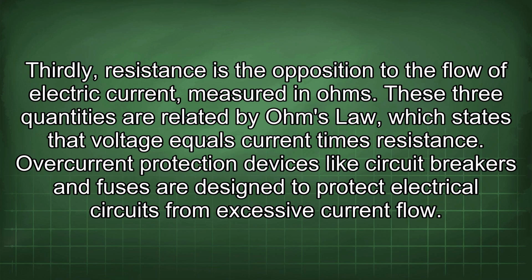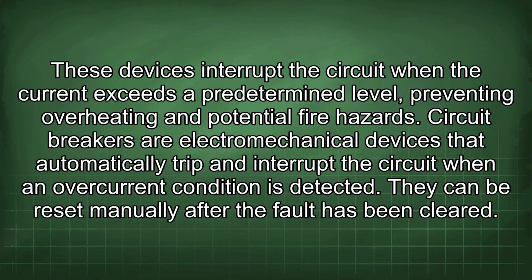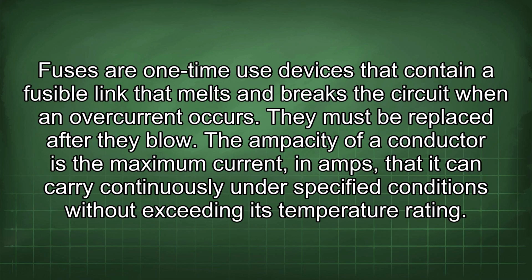Overcurrent protection devices like circuit breakers and fuses are designed to protect electrical circuits from excessive current flow. These devices interrupt the circuit when the current exceeds a predetermined level, preventing overheating and potential fire hazards. Circuit breakers are electromechanical devices that automatically trip and interrupt the circuit when an overcurrent condition is detected. They can be reset manually after the fault has been cleared. Fuses are one-time use devices that contain a fusible link that melts and breaks the circuit when an overcurrent occurs. They must be replaced after they blow.